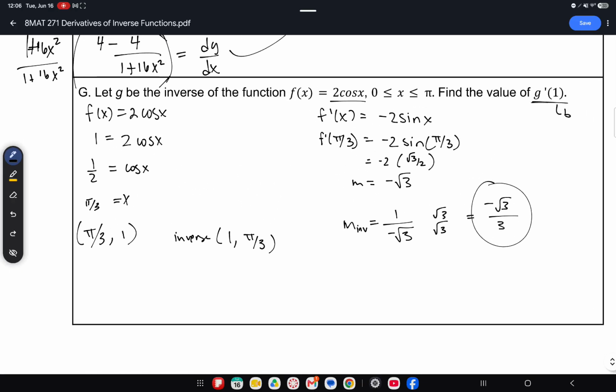And that is all for inverse functions and derivatives of inverses. So if you have any questions, let me know.